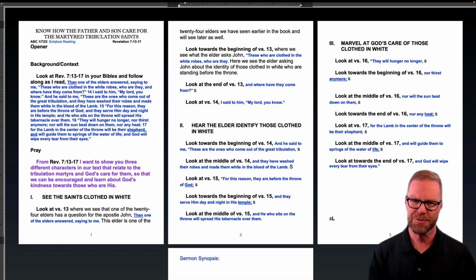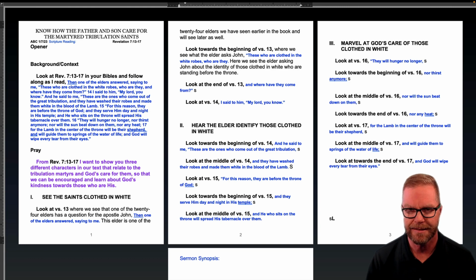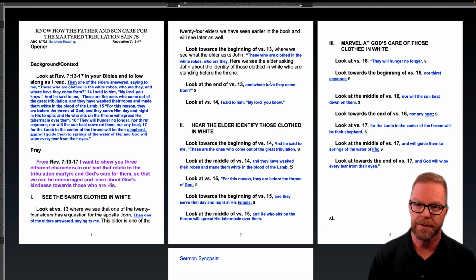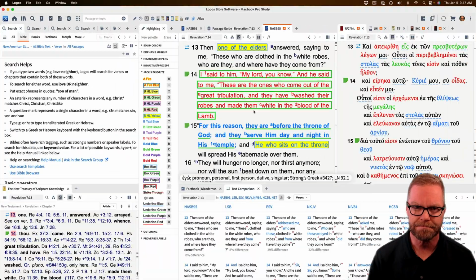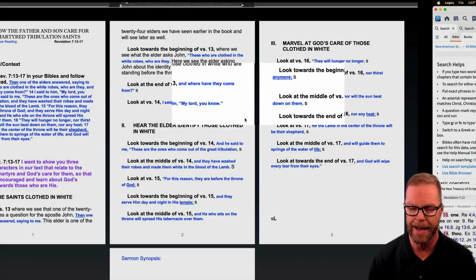Now, at this point, I need to go into those clothed in white. And here he says, where have they come from? Okay, so who are they and where have they come from? And what's great is we are going to find out exactly who they are and where they come from. If you come over here, one of the answers, my Lord, he says so right here. These are the ones who come out of the great tribulation, and they have washed their robes and made them white in the blood of the Lamb.